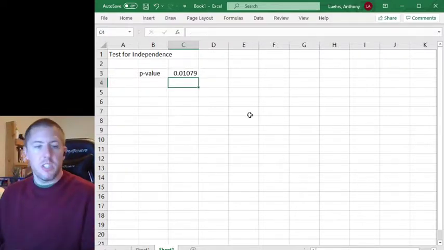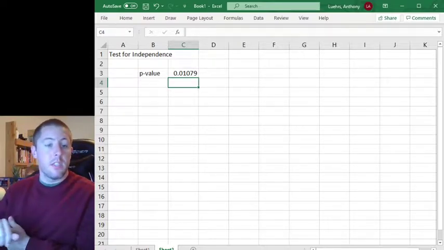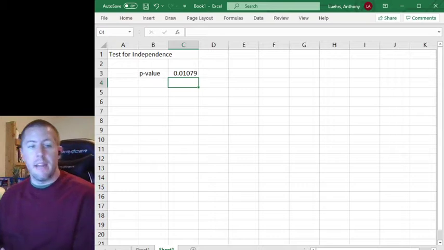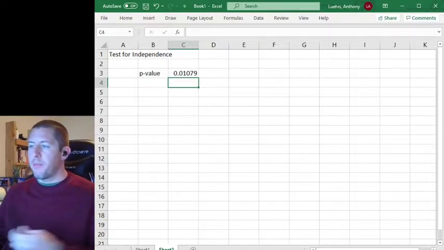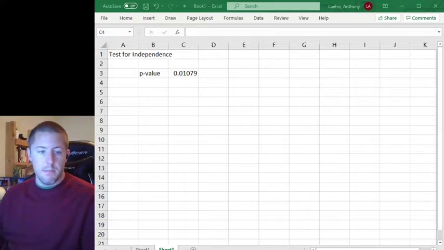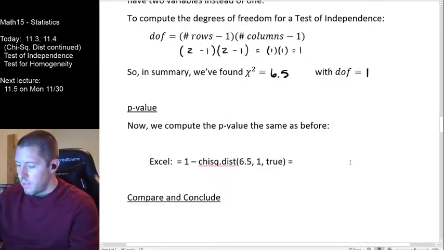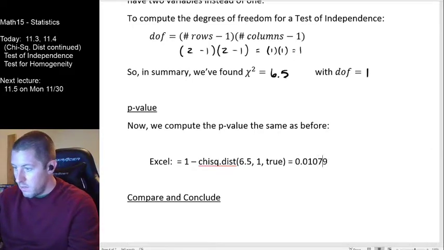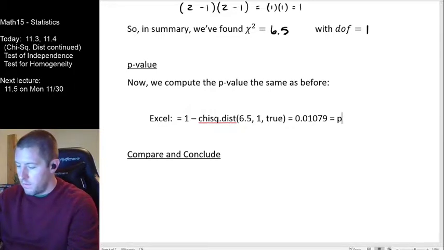And it's telling me, just like I thought, a really small p-value right there. It wasn't insignificantly like 0 right there. It looks like there's a 1% chance approximately that if we were to perform this experiment again, we'd see results at least as extreme as the ones that we saw relative to that null hypothesis. So it looks like our p-value is 0.01079. So I'm getting 0.01079 as our p-value. And now we can go ahead and compare and conclude.